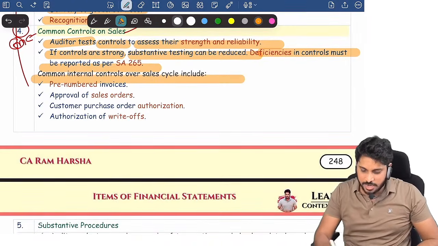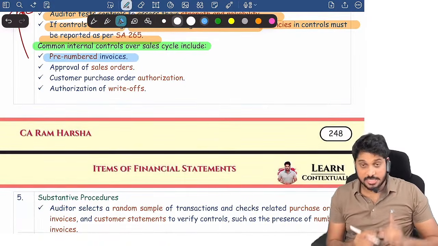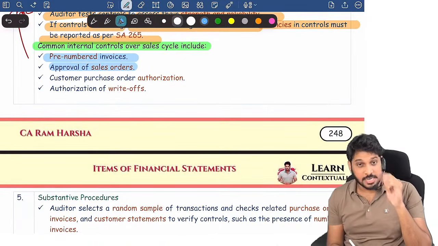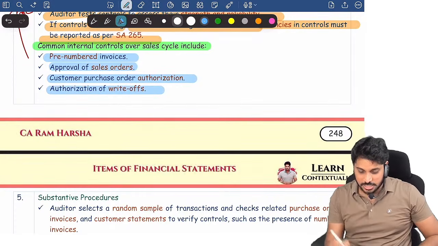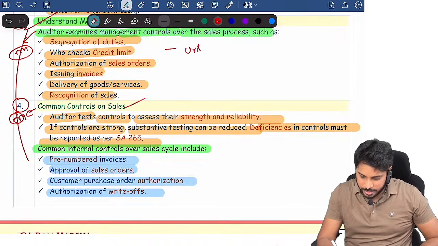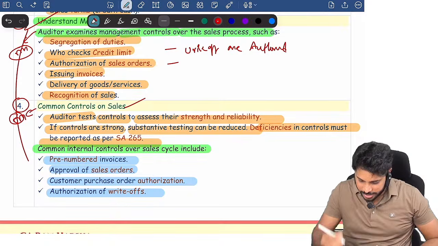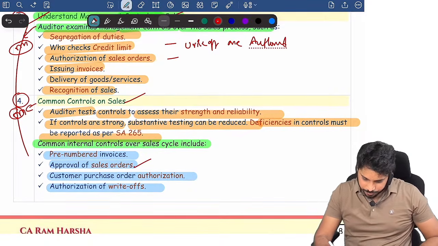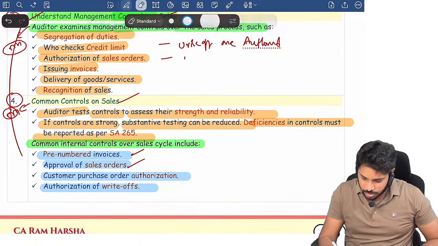What are the common internal controls over sales? See that sale invoices are pre-numbered. See that sale orders are approved. Customer purchase order authorization, and authorization for write-offs. Here you write: write-offs are authorized. And see that invoices are pre-numbered.